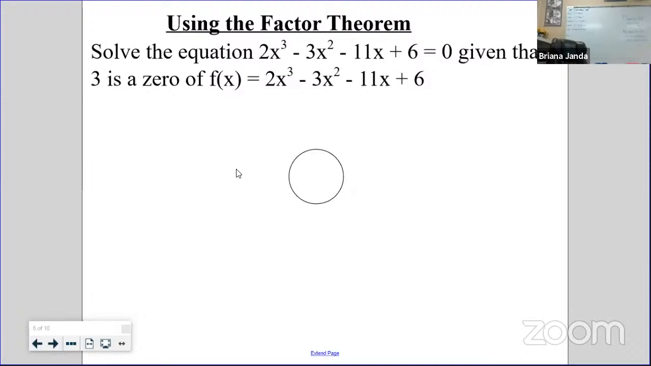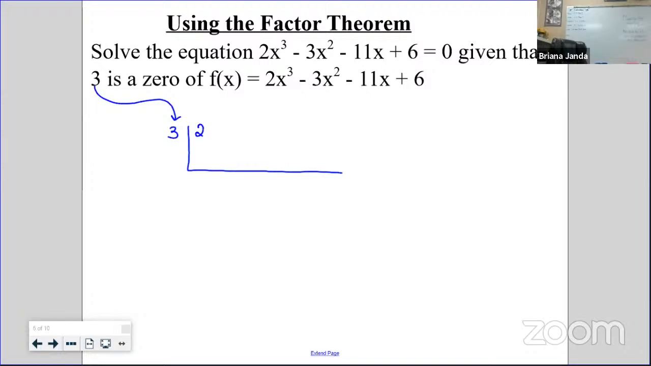And the factor theorem says, if I know a 0 of my function, when I do this, I'm going to get a remainder of 0. So let's look at what happens when I do that. I will put the 0 out front. I will do my synthetic division. And I will expect a remainder of 0 because they told me that it is a 0 of this function. And the factor theorem says its remainder is 0 when I divide it.